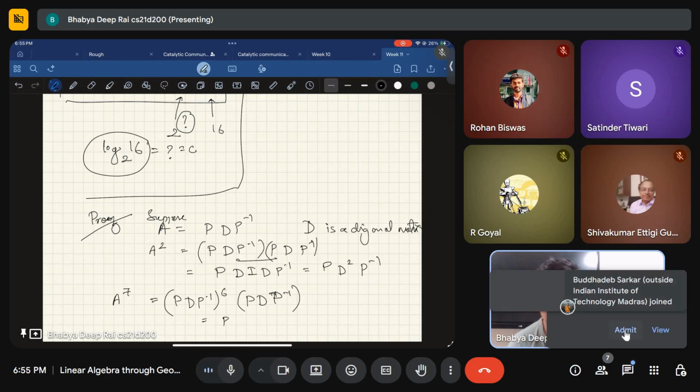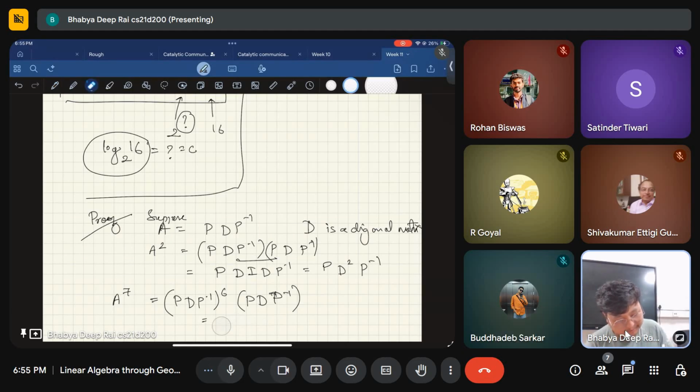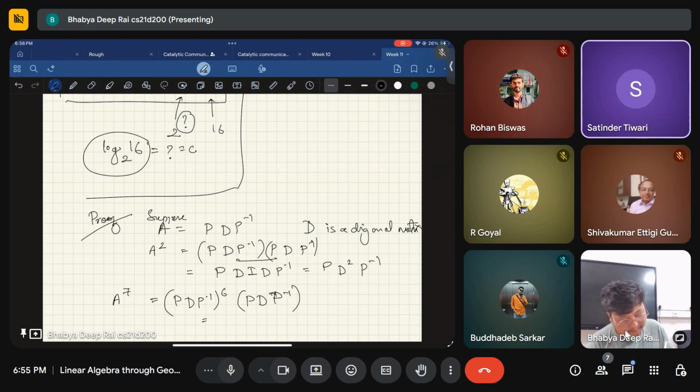Okay, one moment. Now what you do is you do the same thing. PD, power 5. PD P power 5 into PD P inverse power 5 into PD P inverse, then PD P inverse. Means we'll keep on writing and then we'll collect, I think. That too you can do.